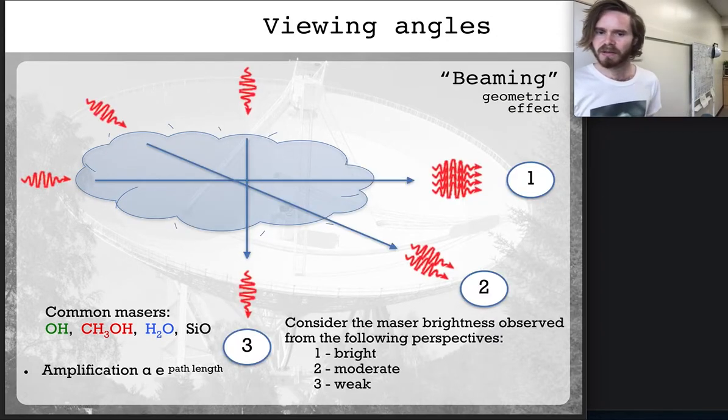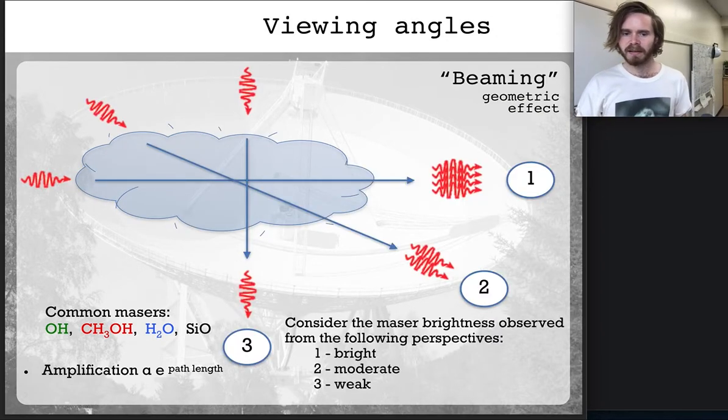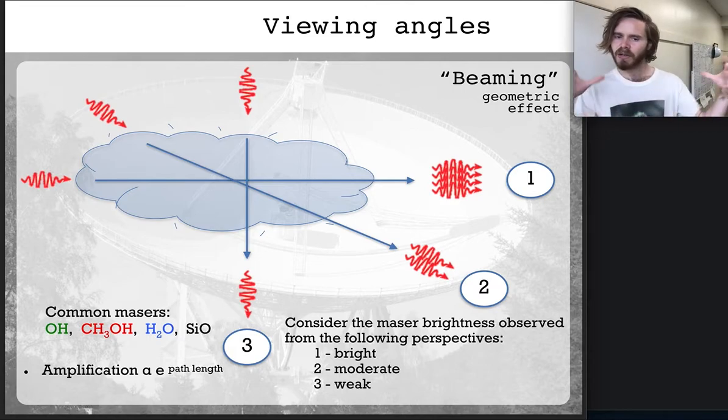So this is what's known as a beaming effect. And by considering this process, one thing to bear in mind is that let's say you have an elongated maser cloud, and you imagine what it's like to observe it from different directions.